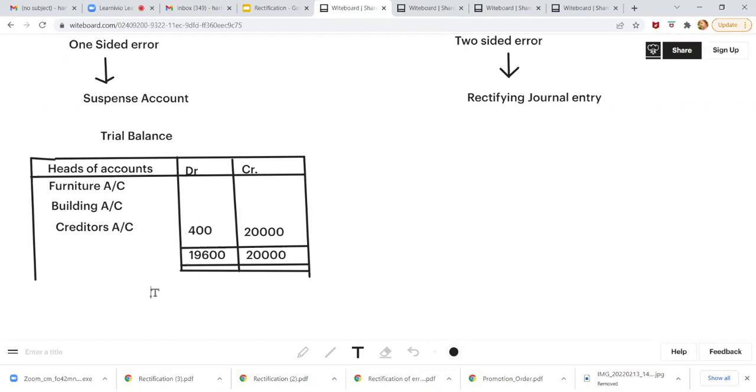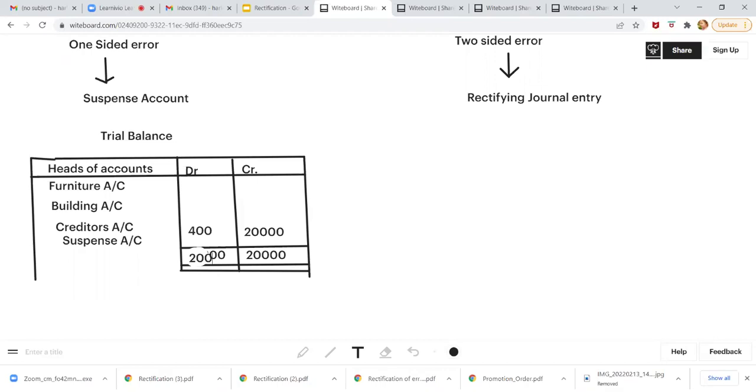So to fulfill that gap, we will create suspense account, right? So that our trial balance will match. Here we can write that our debit side is equal to credit side, with the amount of 20,000 in both sides. So that is why we are creating suspense account.